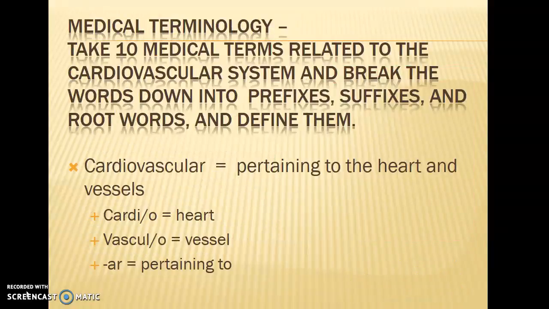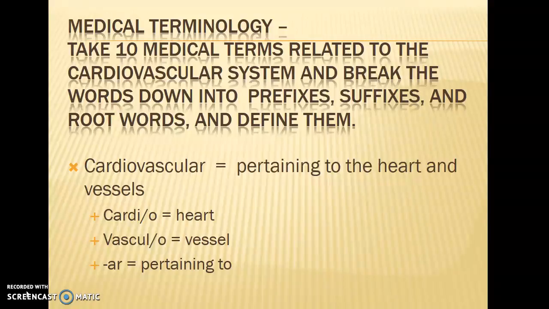The final required component is that you need medical terms related to the cardiovascular system. And what I would like you to do is to break those terms down into the prefixes, suffixes, and root words and define them. I've given you one example here. You are free to use my example, but again, you need 9 more. So cardiovascular is pertaining to the heart and blood vessels. That's its definition. You break it down into cardio means heart, vasculo means vessel, and the suffix AR means pertaining to.